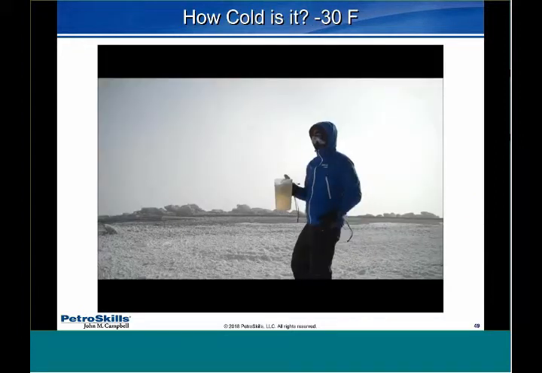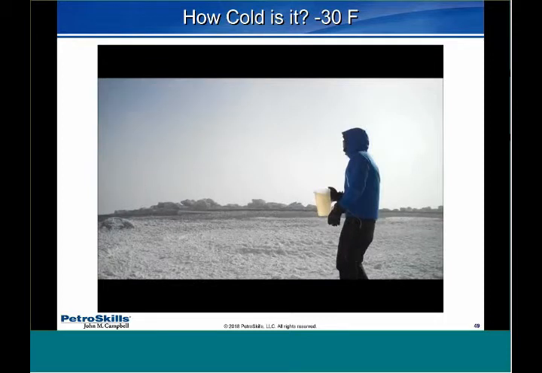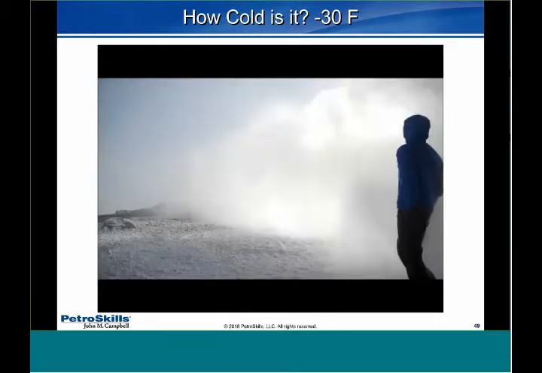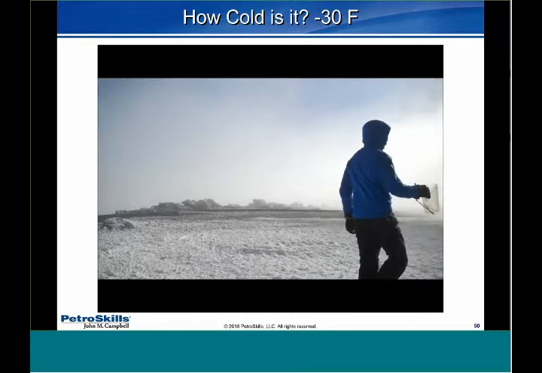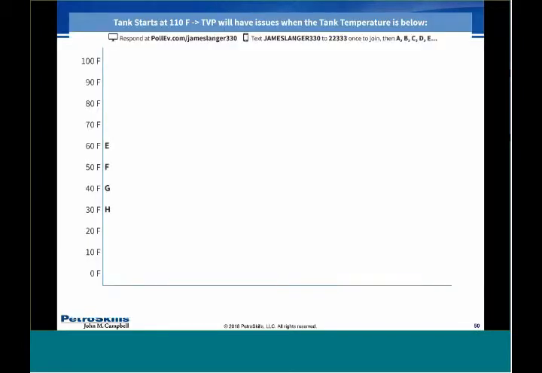But this is boiling water when it's 30 below, so it just even sounds painful when you hear him walking. So in cold climates, if your stock tank starts at 110 Fahrenheit, how cold does it have to get before you're going to have vapor pressure issues where your crude won't meet vapor pressure?